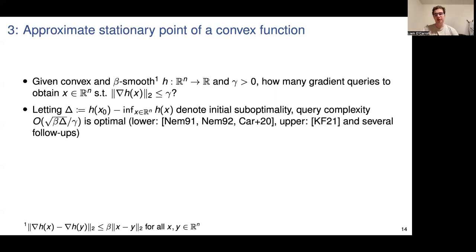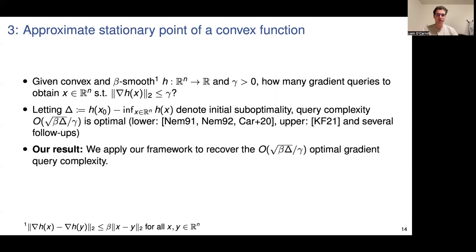And in particular, this upper bound has only been achieved pretty recently, and it's been of significant recent interest. There have been several follow-up works. So as an example of the broader applicability of our framework, we apply it to recover this optimal gradient query complexity for obtaining an approximate stationary point.